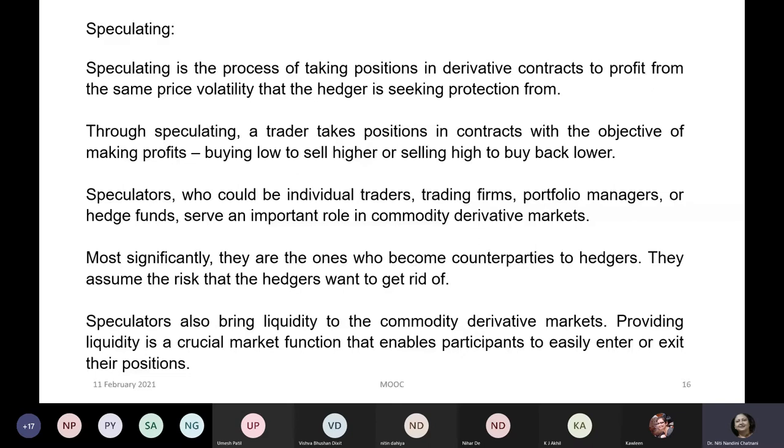If you said, no, it is a rule that only hedgers can participate in the derivative markets, no hedger, or very few hedgers, would find a counterparty. But speculators are very important participants. They bring liquidity to the market and they take away the risk that the hedgers are trying to give away.